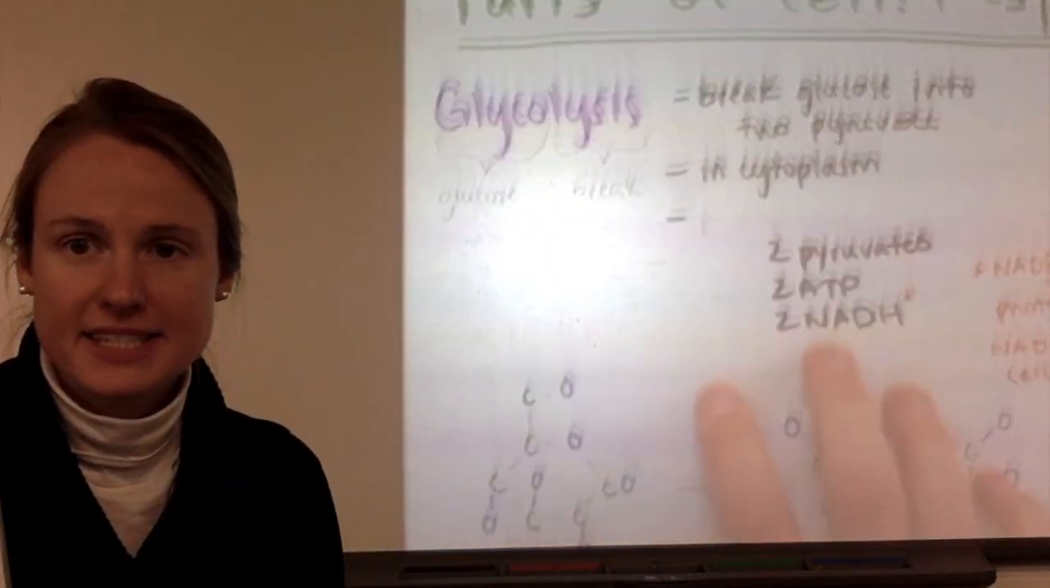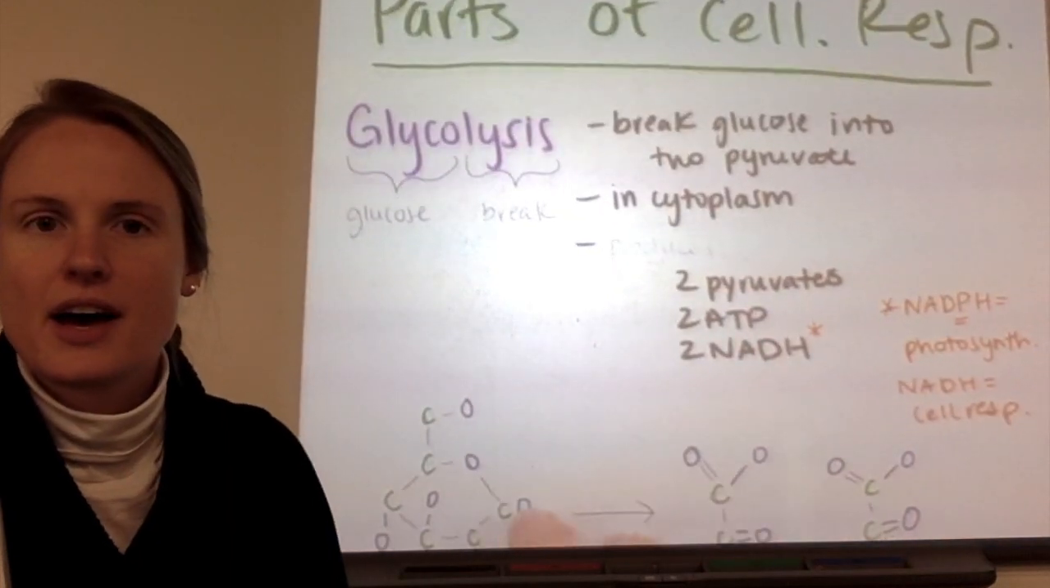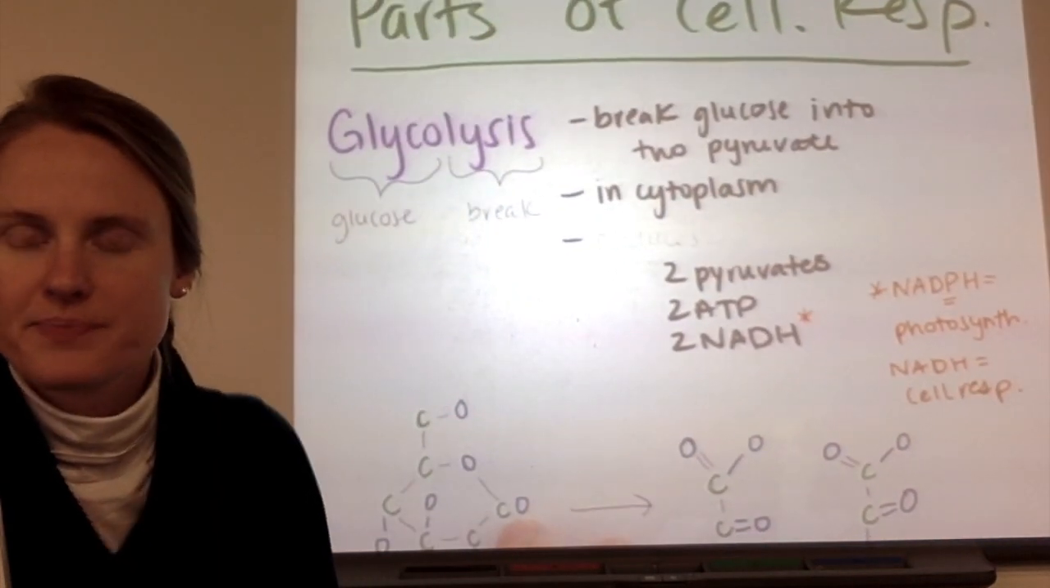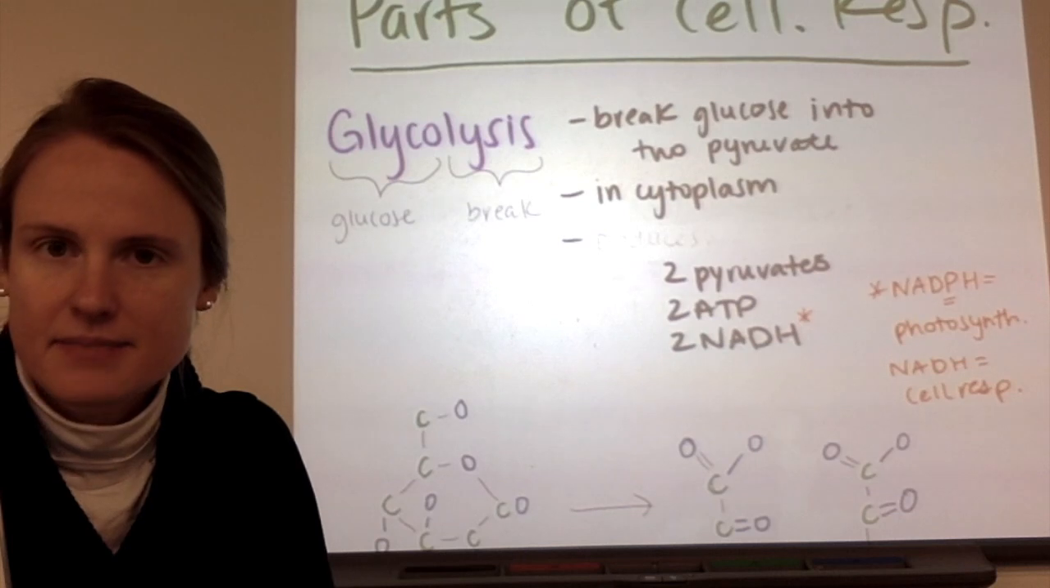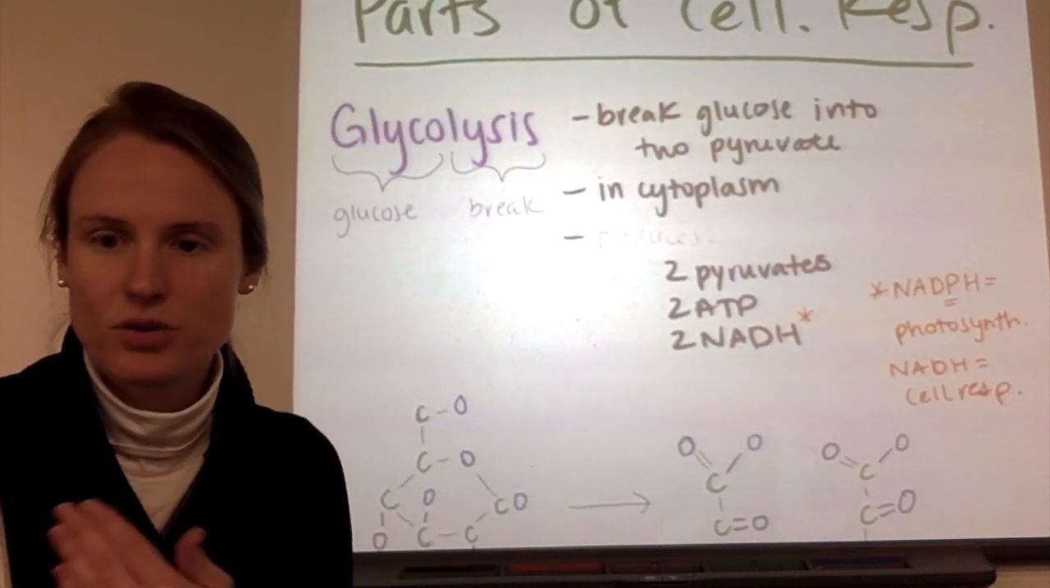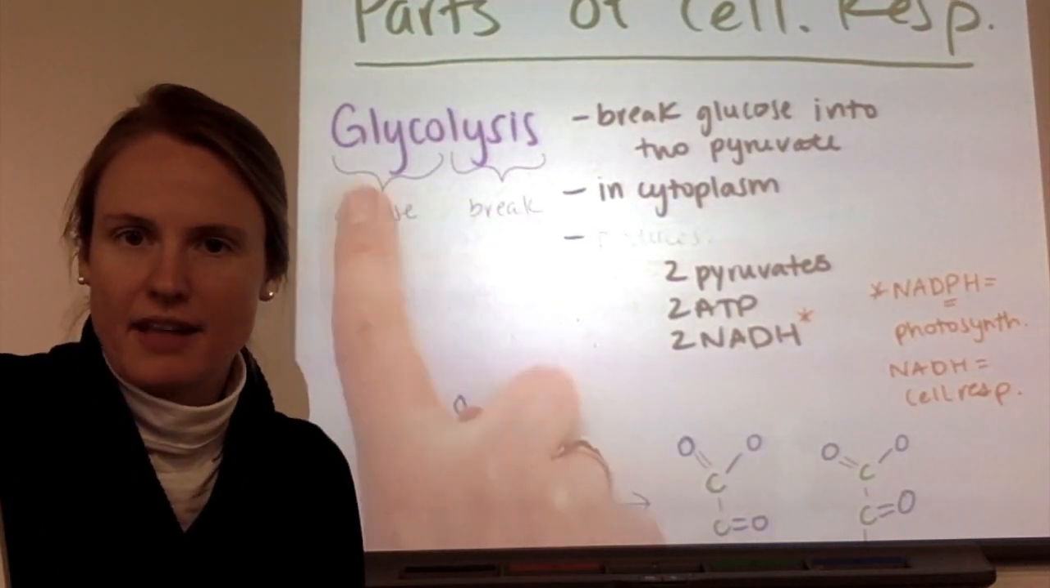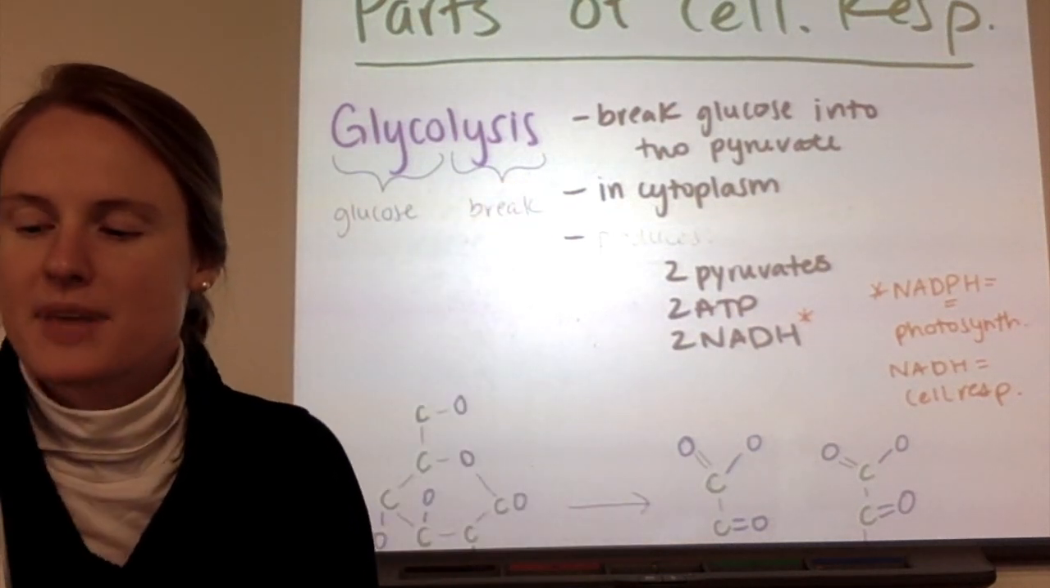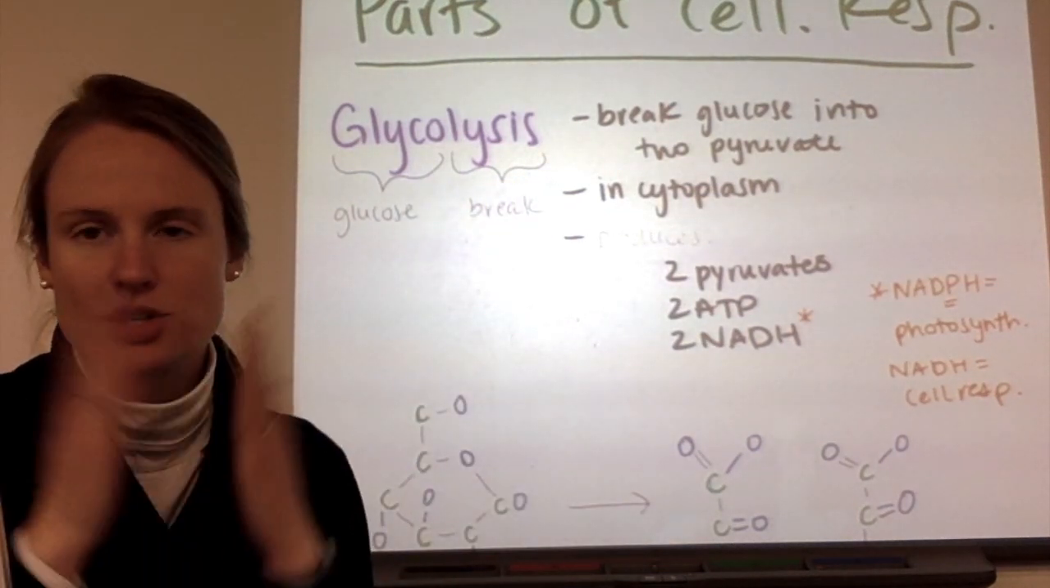Now for the phases of cellular respiration. So first up is glycolysis. Glycolysis is the breaking of glucose. Glucose break, glycolysis. And when you break the glucose, you're breaking it into 2 pyruvates.